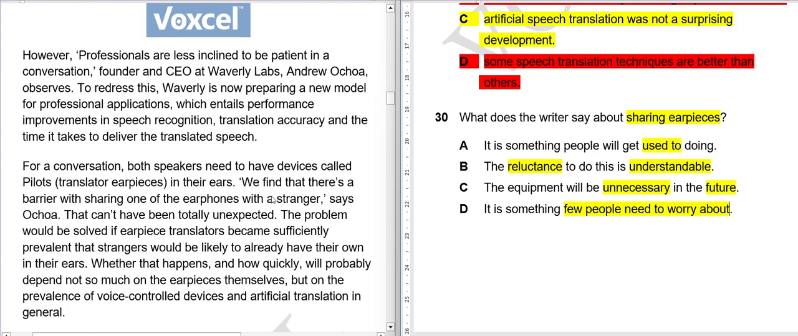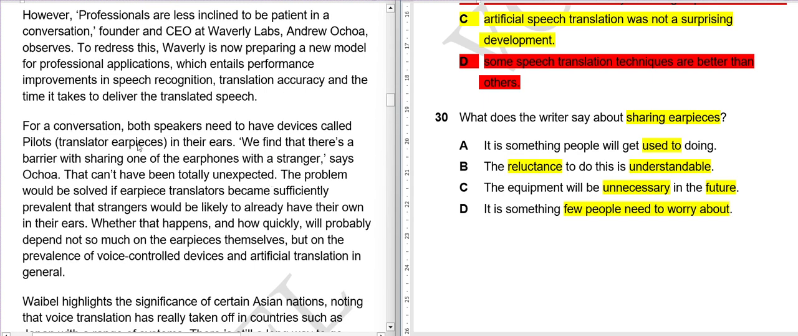However, professionals are less inclined to be patient in a conversation. Founder and CEO at Waverly Labs, Andrew Ocha, observes, to redress this, Waverly is now preparing a novel model for professional applications which entails performance improvements in speech recognition, translation accuracy, and the time it takes to deliver the translated speech. Still, nothing about the databases. We'll continue further. For a conversation, both speakers need to have devices called pilots.